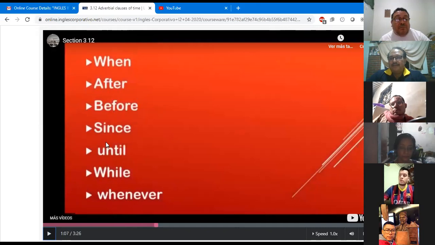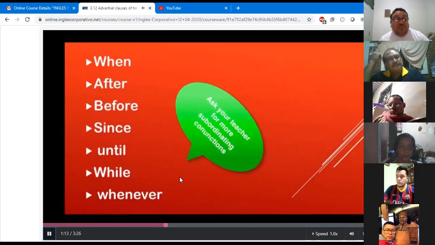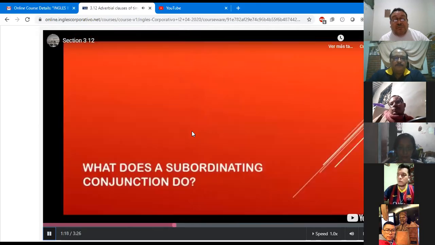These are conjunctions, because a conjunction is a word that links, that puts together two sentences. Sometimes they can be at the beginning of the sentence or they can be in the middle. That's what they call subordinating conjunctions. Until, while, whenever. We invite you to ask your teacher to give you a list of subordinating conjunctions as a reference. You may be wondering, what does a subordinating conjunction do?